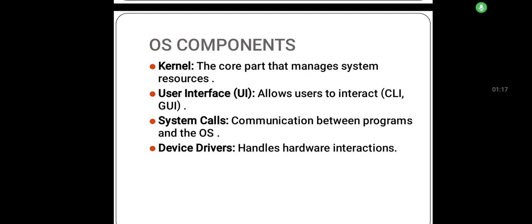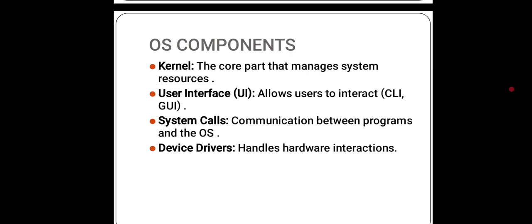Next, let's see the OS components. The operating system consists of several key components: kernel, user interface, system calls, and device drivers. First, kernel, the core part of the OS that manages system resources. It handles memory, CPU scheduling, and device management.